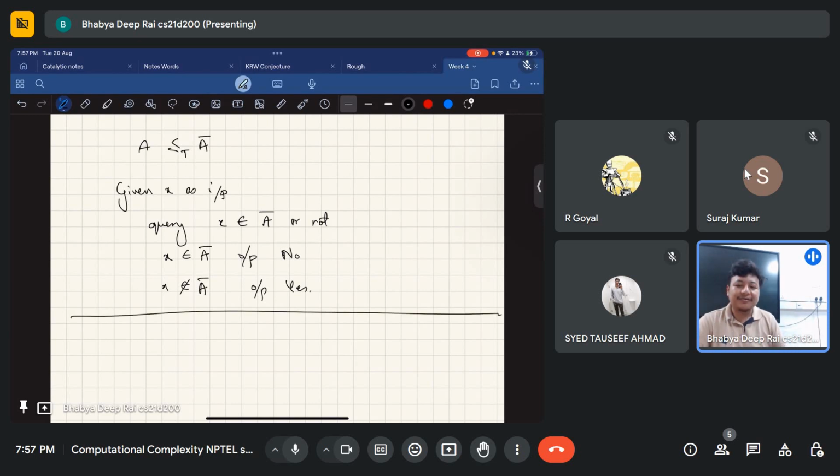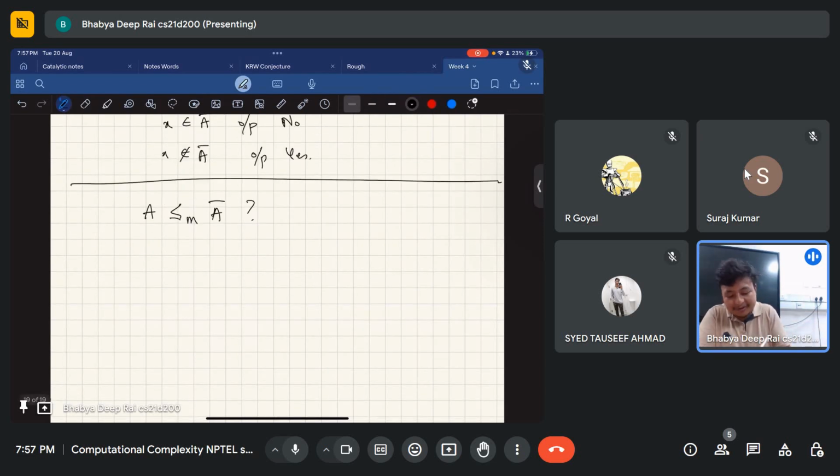But why does this not work when I'm taking a many-one reduction? Why does the same logic not work? I said that it's not possible because NP is equal to CoNP, right? But why does it not work? Because if A bar says yes, then A also needs to say yes. If A bar says no, then I need to say no. That is the essence of many-one reduction, right?